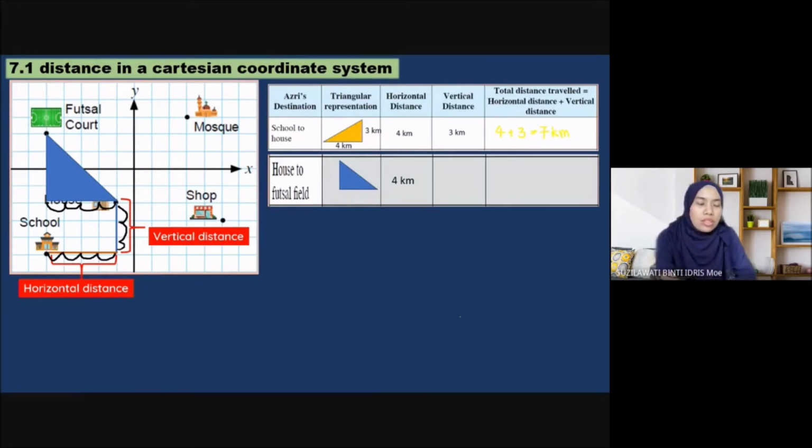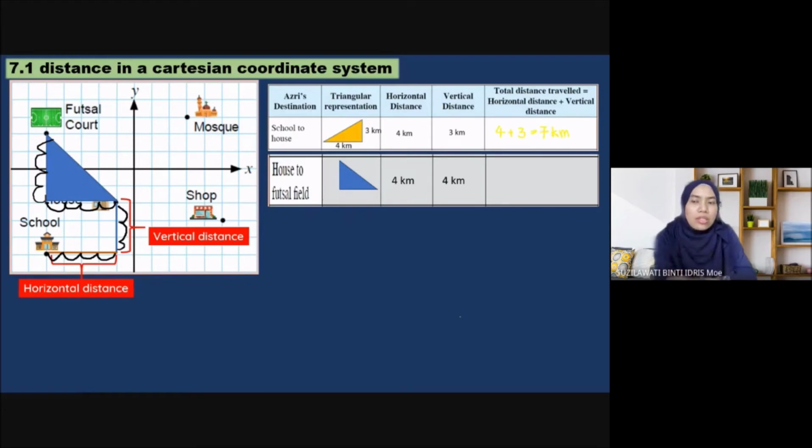Yes, so horizontal distance is 4. How about the vertical distance? Vertical distance, 4 also. Also 4, teacher. Itu juga 4. Kita tengok, 1, 2, 3, 4. Okay, also 4. So we write down the vertical distance as 4.